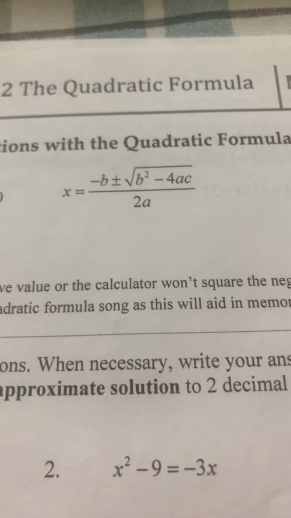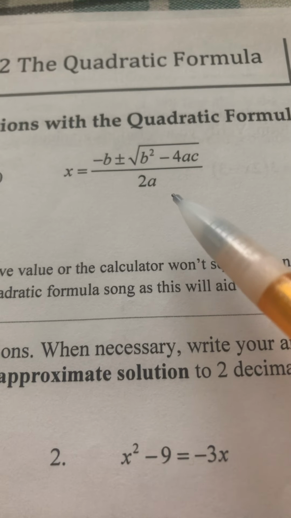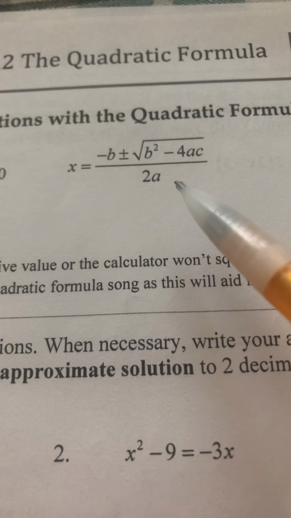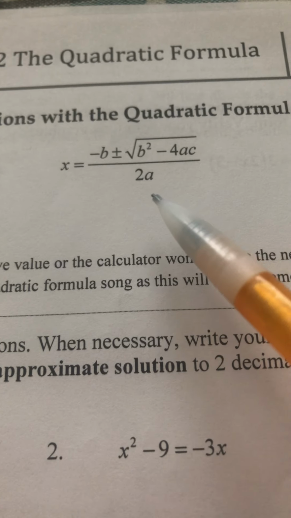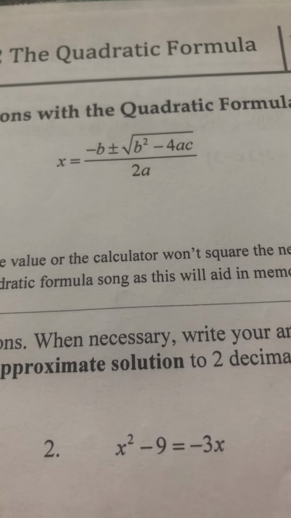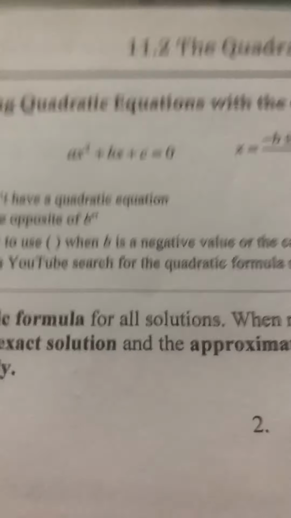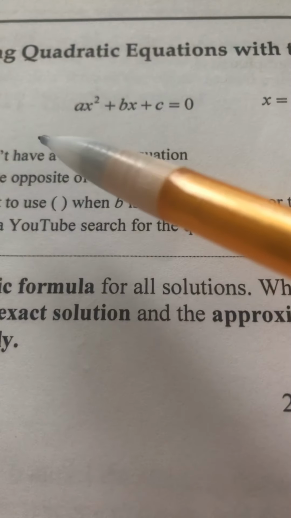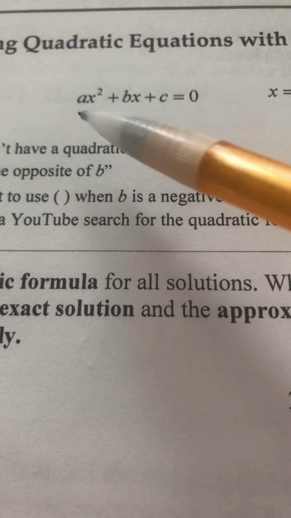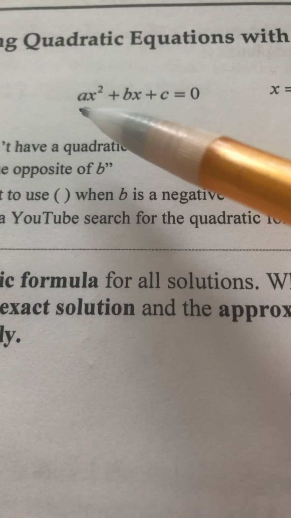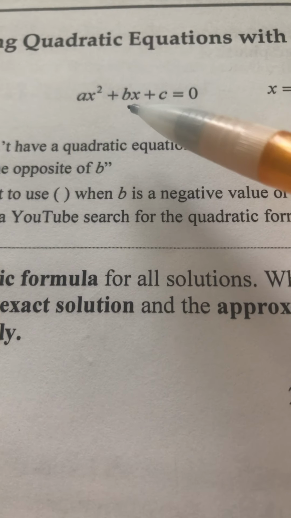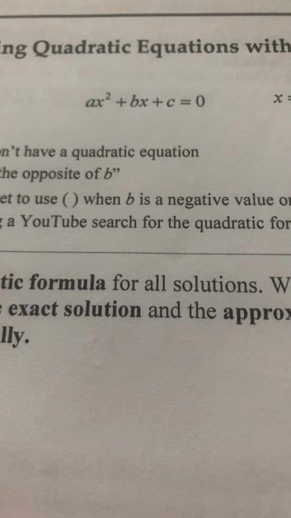So here's the quadratic formula. You're going to have to memorize this. Okay, A, B, and C are coefficients from the quadratic equation. So if you look here, A is the coefficient of the squared term, B is the coefficient of the plain x term, and C is the constant.